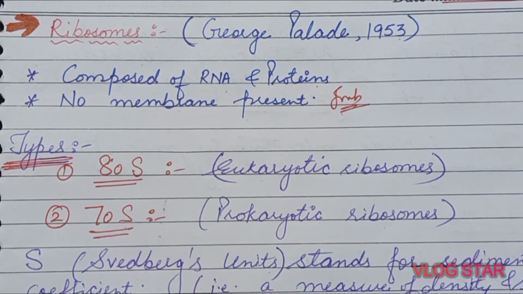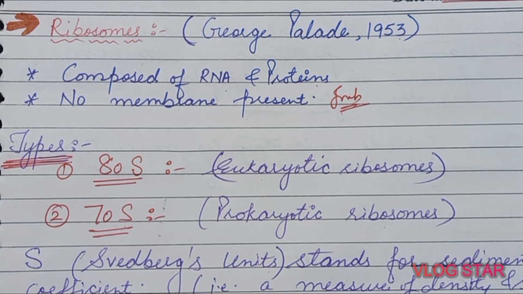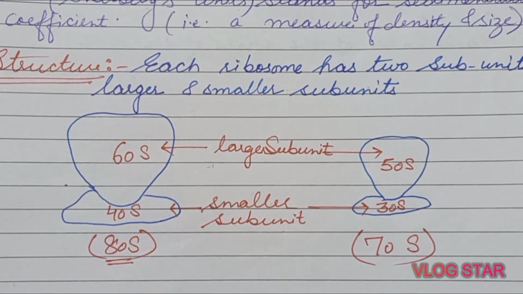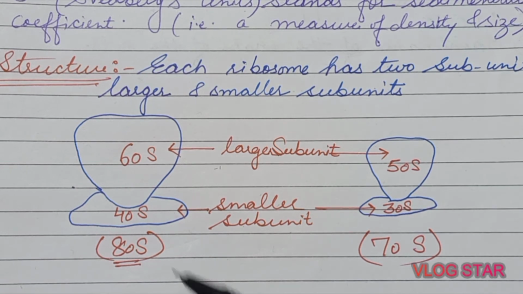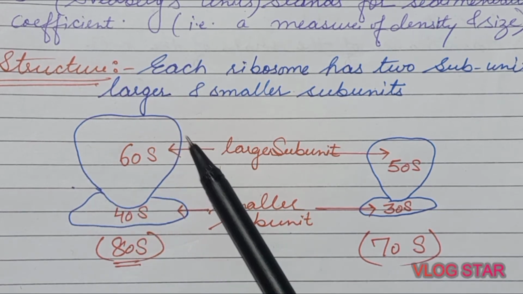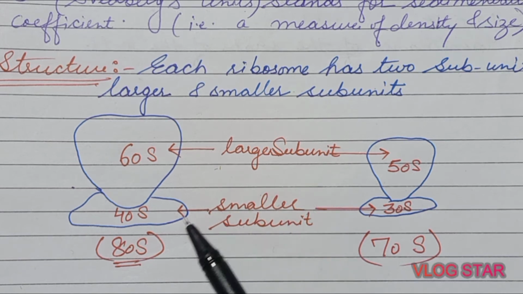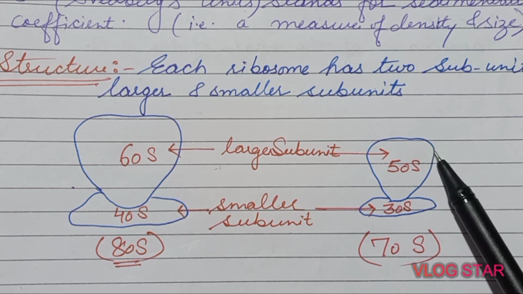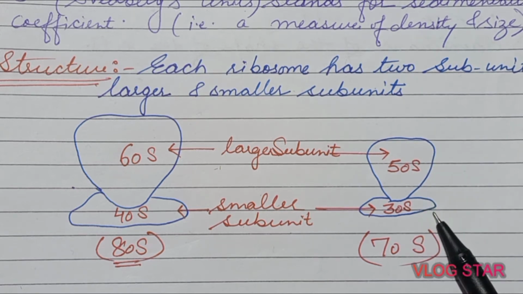Fine. So coming to the structure of ribosome, ribosome is a quite interesting structure because each ribosome is composed of two subunits. You can see from this figure that I have drawn both the structures of 80S and the 70S too. So you can see that each ribosome is composed of two subunits. This bigger one is the larger subunit and this is the smaller subunit. Same here in 70S, there is one larger subunit and one smaller subunit.